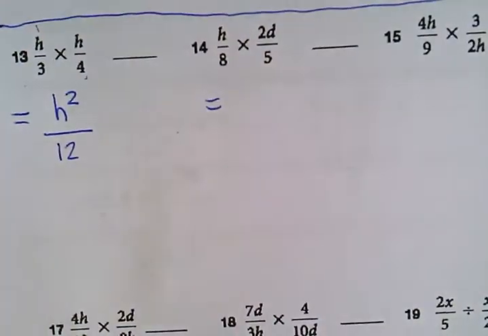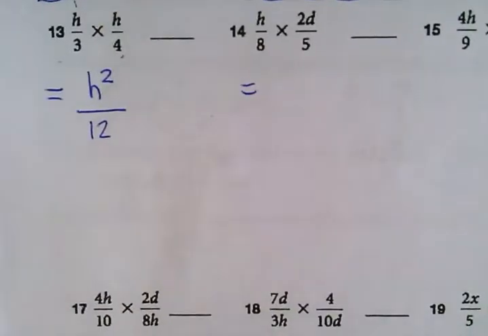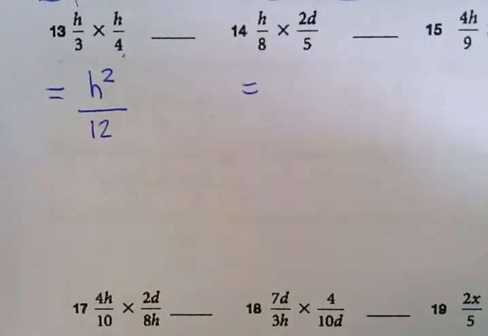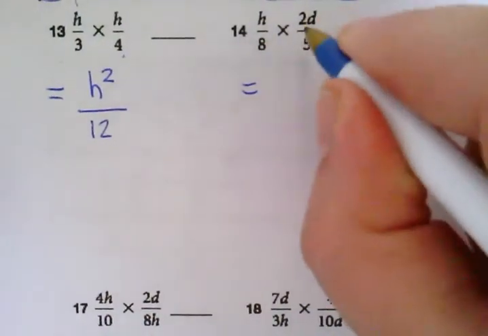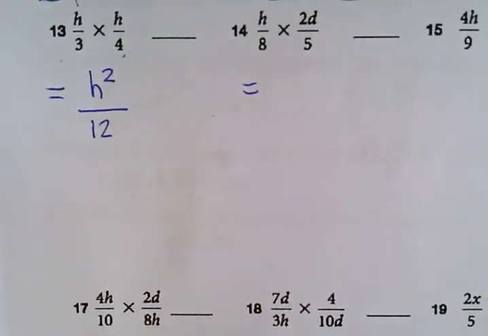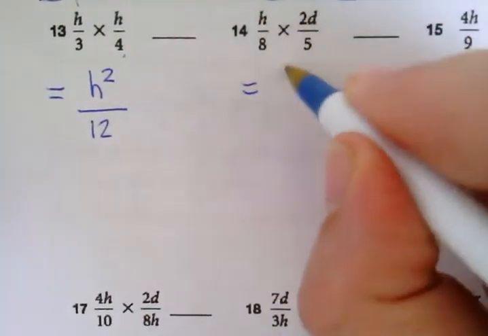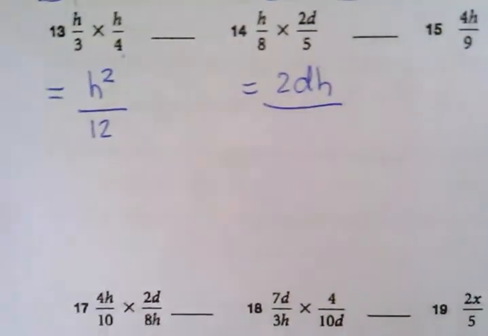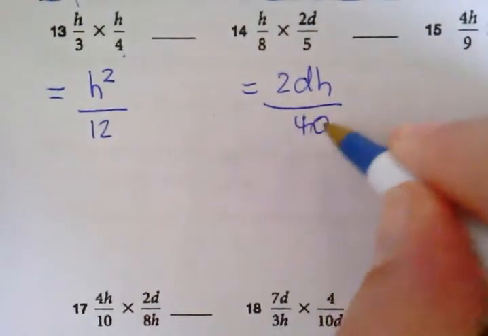Now the second one, is there any cancelling that you can do? There is. Look at the 2 and the 8. Or do you prefer just to multiply, ladies? All right, if you want, we can just multiply. What do you get if you multiply? 2dh over 8 times 5 is 40.